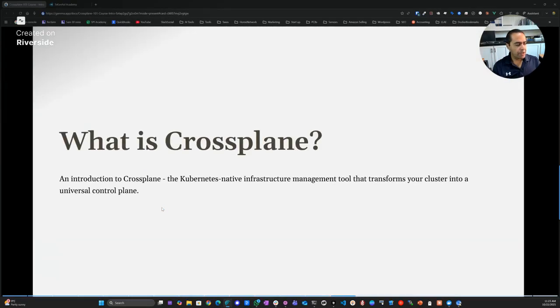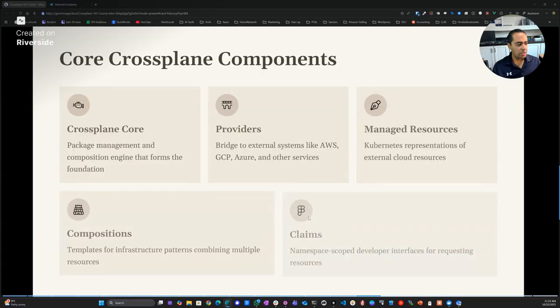So I'm going to move a little faster here. What is Crossplane? Again, it is a Kubernetes native infrastructure management tool, and it has different components. There's the Crossplane core, and then there are the providers. Think of those as plugins that plug in based on the different external systems that we want to manage, whether it's AWS, GCP, Azure, or other services. Those providers basically talk to the APIs of those different cloud vendors and are able to provision that infrastructure.